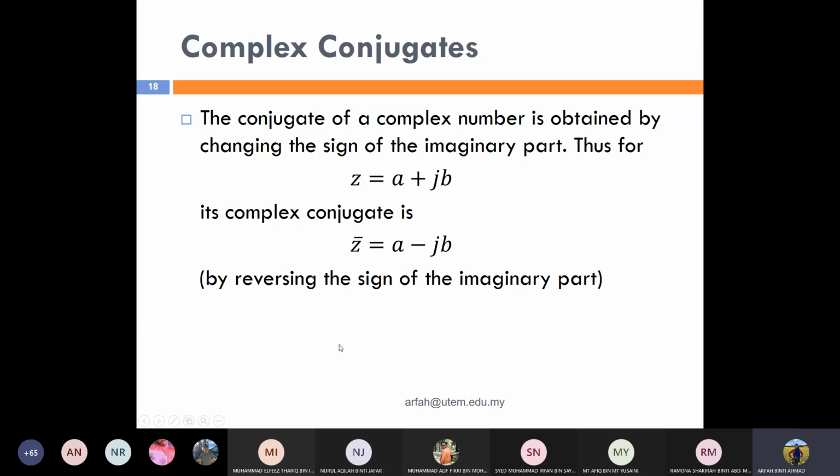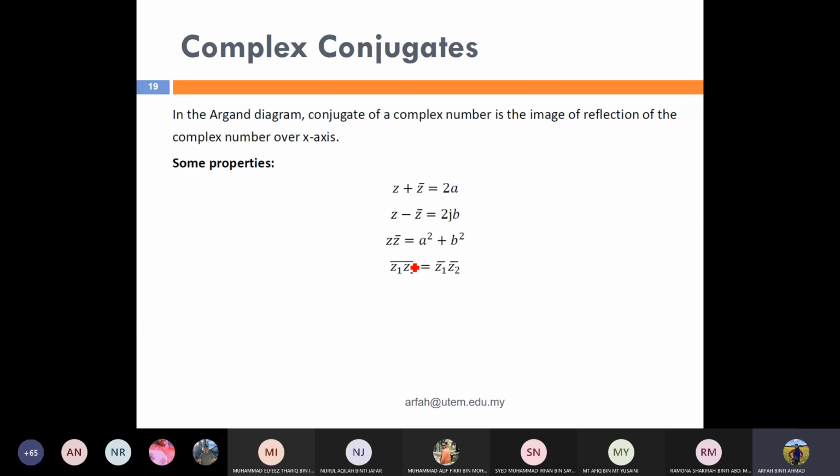Nampak tu. Nampak, okay. So the conjugate of a complex number is obtained by changing the sign of the imaginary part. Meaning that kalau for this example you have the sign for the imaginary part is plus JB, so its complex conjugate kita namakan dia sebagai Z bar akan sama dengan A minus JB, by reversing the sign of the imaginary part. Okay, so in the Argand diagram, conjugate of a complex number is the image of reflection of the complex number over x-axis. So maksudnya kalau awak ada satu Argand diagram, dekat sini katakan awak punya Z, so dia punya reflection adalah dekat bawah ni untuk Z bar, conjugate bagi the complex number.